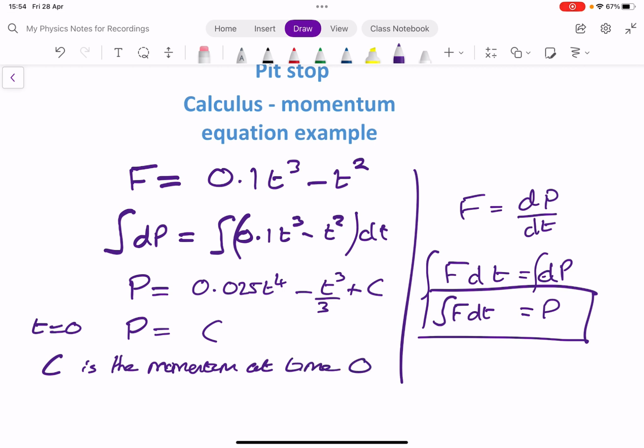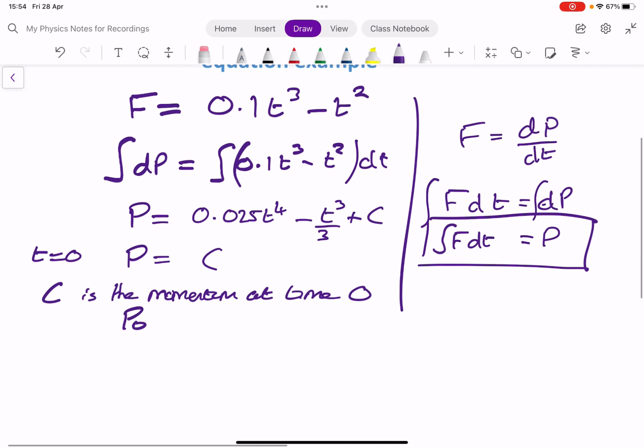C is the momentum at the beginning. So there's an initial amount of momentum. The object is already moving. It might be that if it's stationary, then that is 0. But it might be if it has an initial momentum, then this equation tells us how that momentum will change from that initial value over time. So it might be appropriate to call that P0. So our momentum equation becomes 0.025 t to the power of 4 minus t cubed over 3 plus P0.